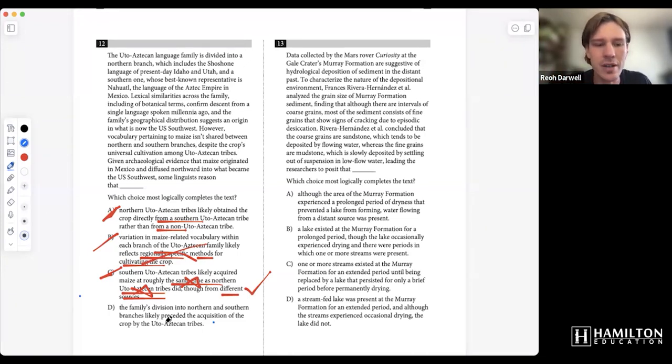So finally, D is correct because we use the word preceded, right? Preceded means before. So this division of northern and southern branch must have happened before they were using corn, before they were using maize. Why? Because if they were using maize before they split, they would have had the same word for the thing, because they have the same words for a bunch of different things. However, because the word is so radically different, it must have come to them after they'd already split. So that's how we get to D for question 12.